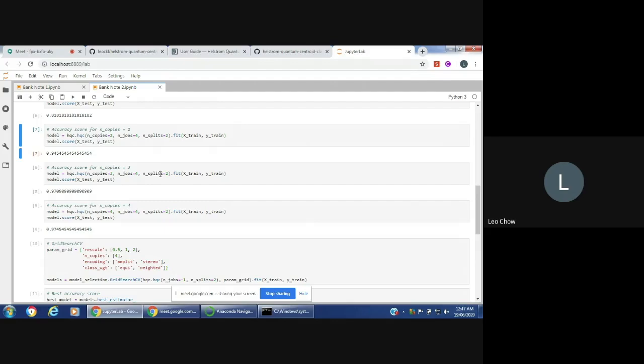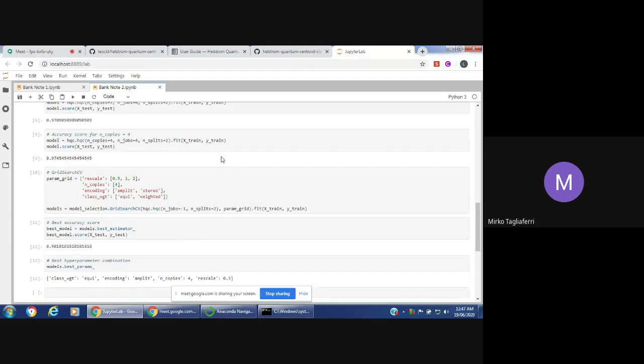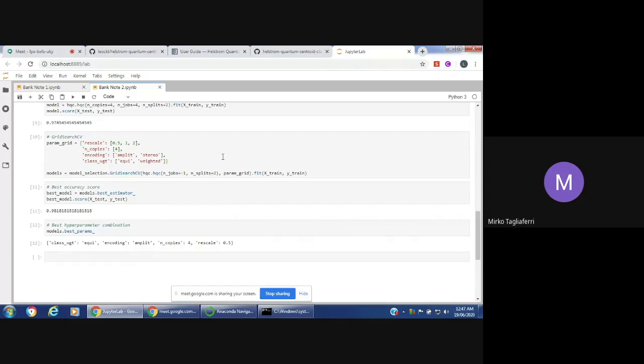Since there are no questions, I'll ask one. I wonder if this converges to one. So if n copies goes up, does the accuracy tend to one? We have done some simulations. The problem is that there is a computational cost with increasing n copies, so it takes really long for the model to run when n copies is really large. At this stage, I wouldn't say that we've reached perfect performance on the test set, but it is possible, I would say.